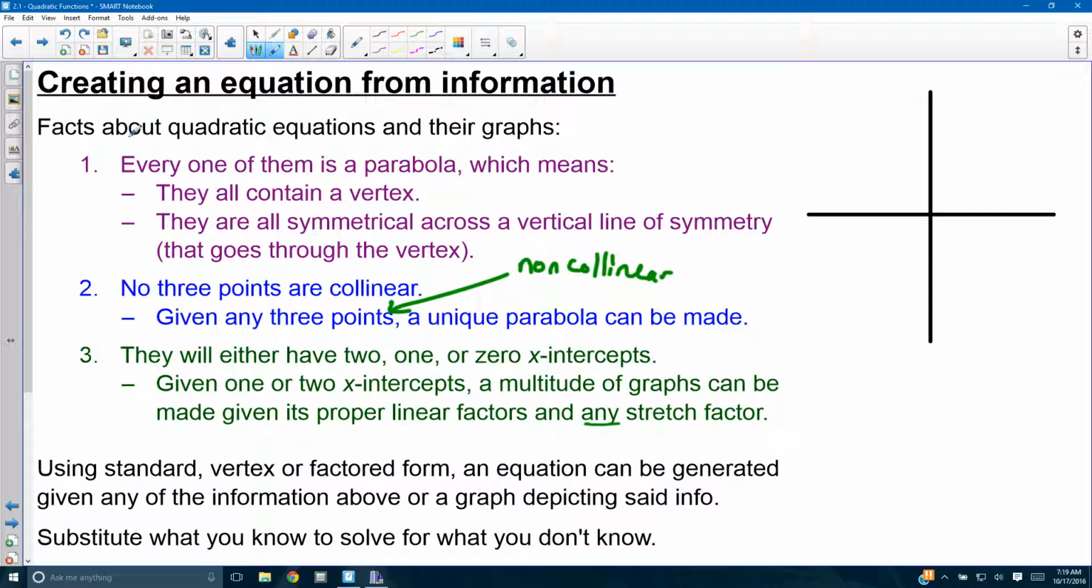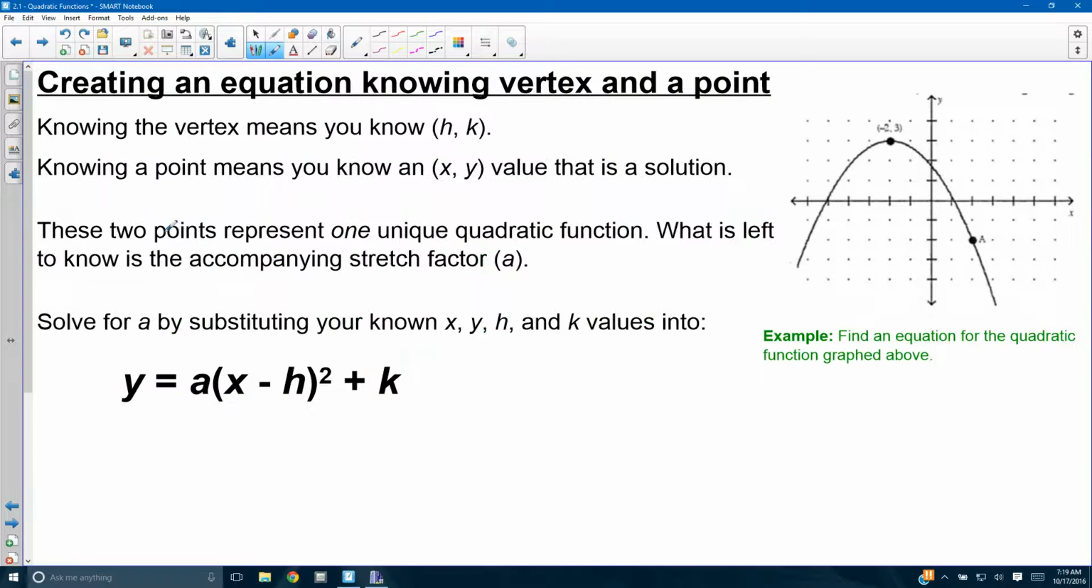Actually, I can't guarantee that I use vertex form anytime. Oh, I do. It's the very first one. Knowing the vertex means you know h and k. So if you're creating an equation knowing the vertex and a point, if I know what h, k is, that means I know my vertex. Knowing a point means you know an x, y value that is a solution to this parabola. So if I know this point A as well, then I can use those for x and y.